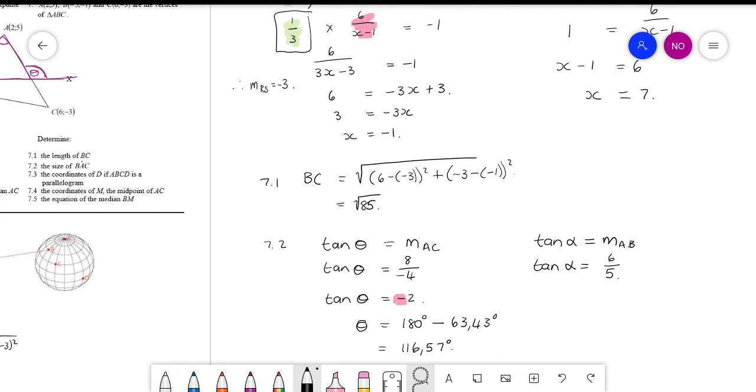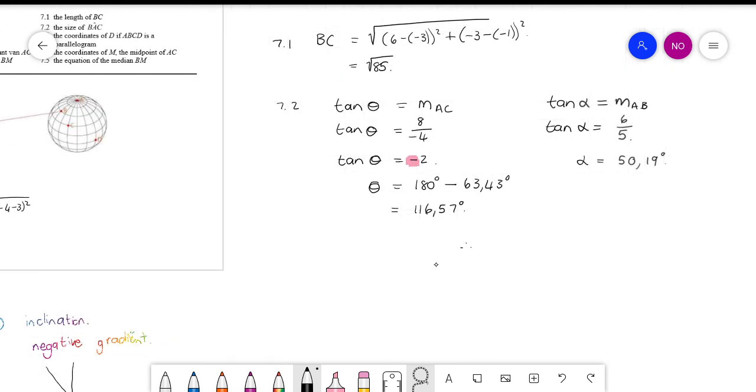Nie negatief nie, né? En as jy kyk na die lyn AB, behoort jy te sien hy is 'n stygende reguit lyn, né? So hy moet 'n positiewe gradiënt hê. So for alpha we just say shift tan 6/5, 50,19 degrees, and therefore the angle that we are actually looking for.